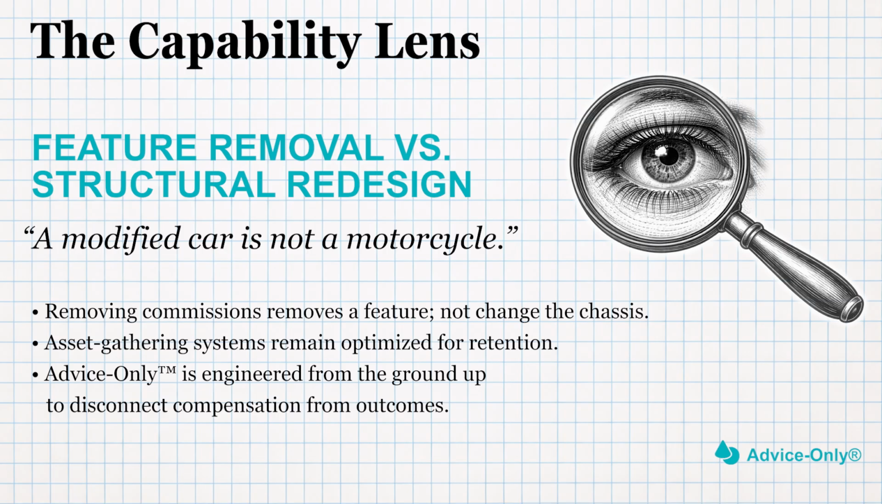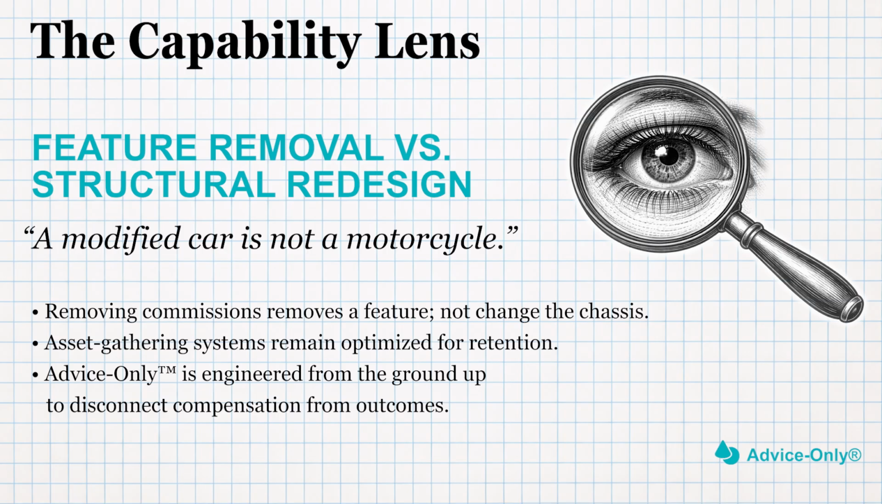Remember the question the capability lens asks: what is this system capable of producing given how it is built? Let me say that again. Not what it advertises, not what the advisor intends, not what the advisor hopes to deliver. What the system itself makes likely through its structure, its incentives, and its constraints. This matters because most of the labels we use in this profession, fee-only, fiduciary, independent, describe features. They do not describe architecture.